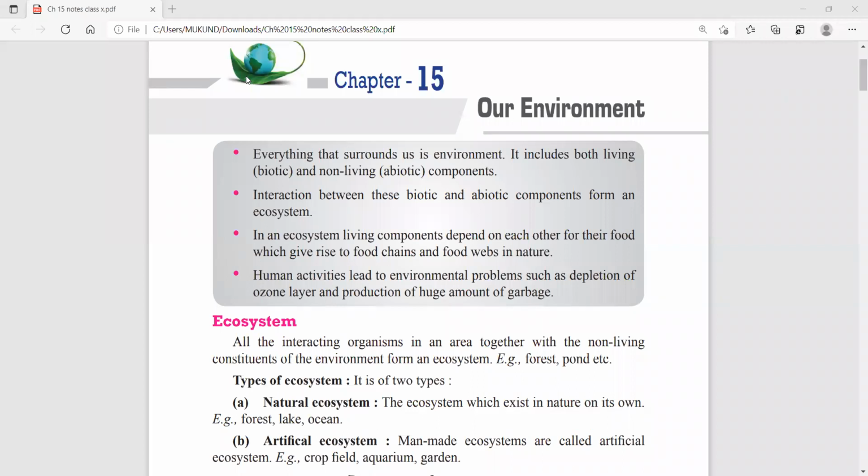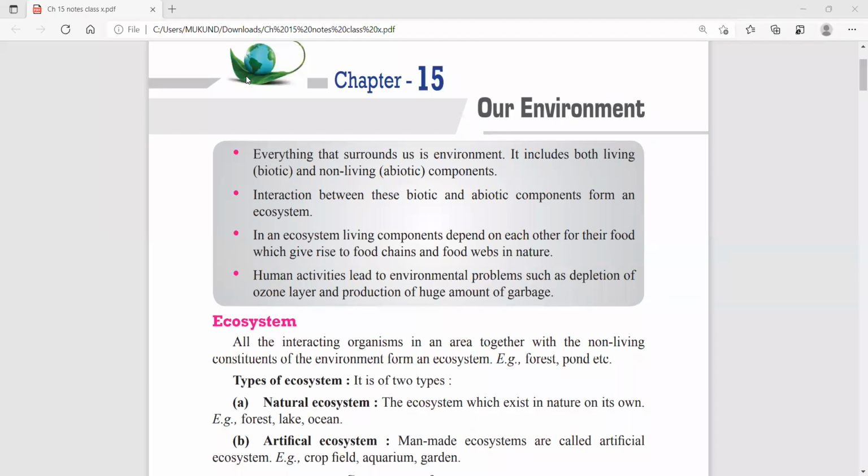Or simply we can say to study about the ozone layer, formation of the ozone layer, and the depletion of the ozone layer. Right? In this chapter, we will study in detail. We have done it in junior classes also, but some of the topics we will do in detail. For example, what is an ecosystem?